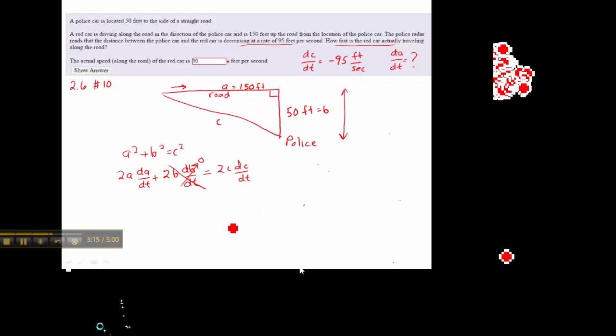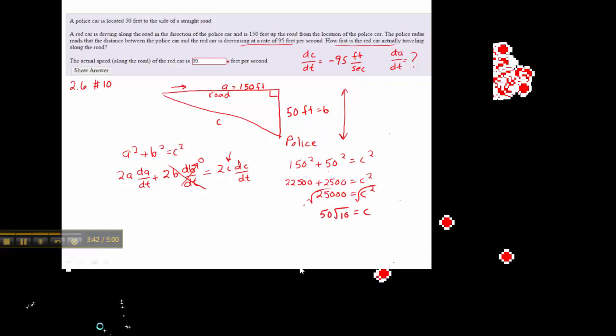So I actually have everything I need except C. I'm going to have to use the Pythagorean theorem to figure that out. We're going to have 150 squared plus 50 squared is equal to c squared. So I don't run out of time, I'm going to pause the video.